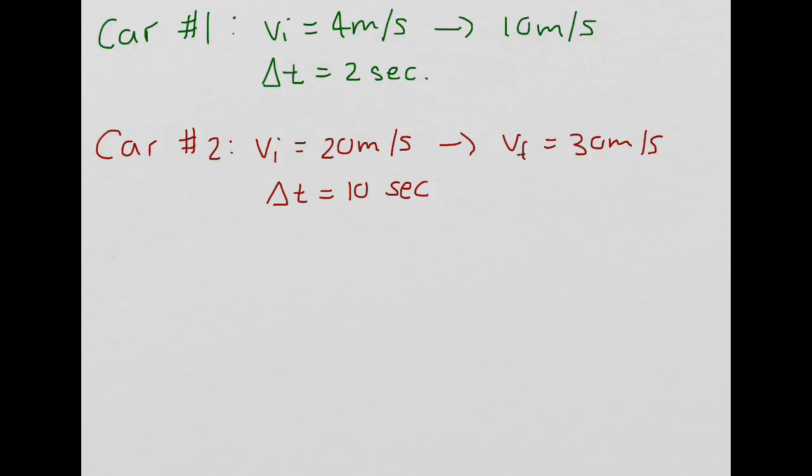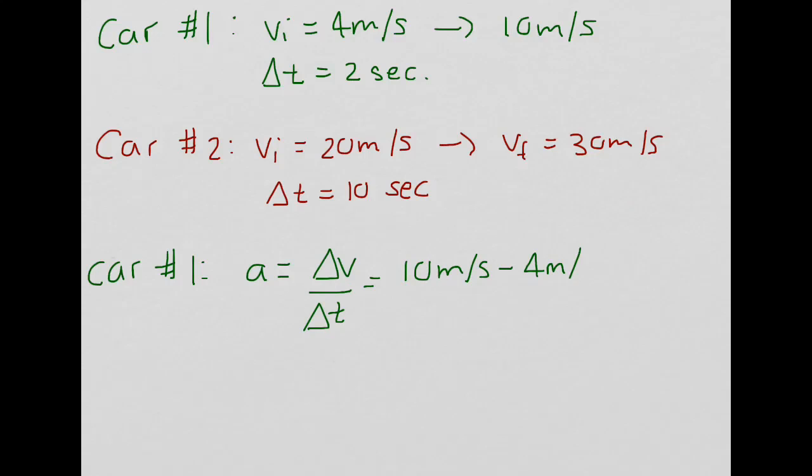So let's figure out acceleration for car 1. Remember that acceleration is change in velocity over change in time. It's always going to be final velocity minus initial velocity. Change in time in this case was 2 seconds. Okay, so with a little bit of math, we see we have 6 meters per second on the top divided by 2 seconds, so that's 3 meters per second squared.